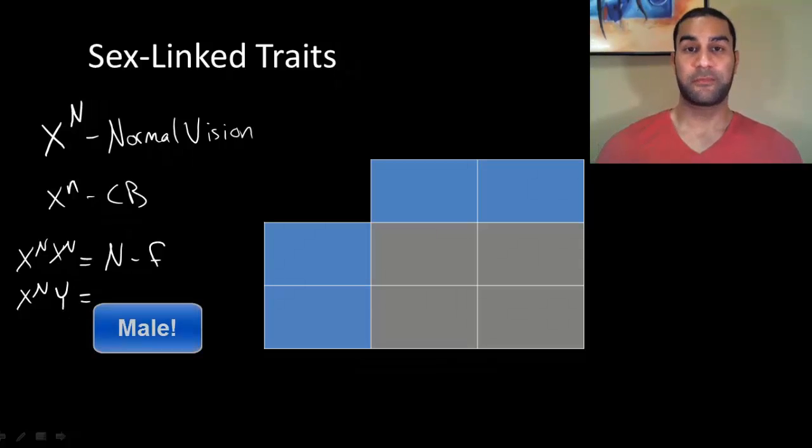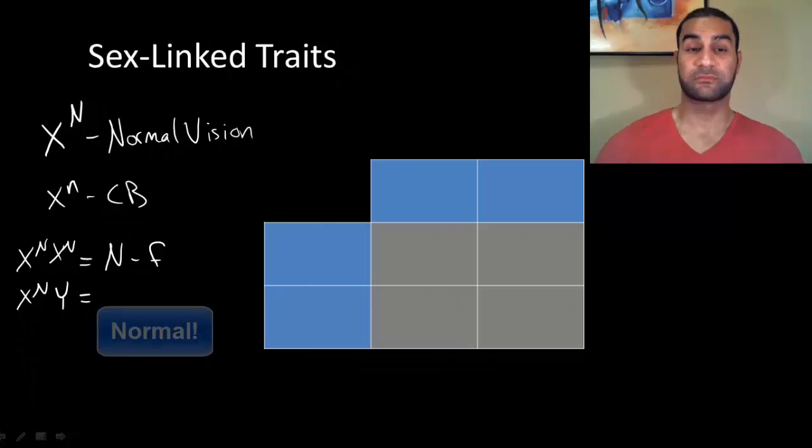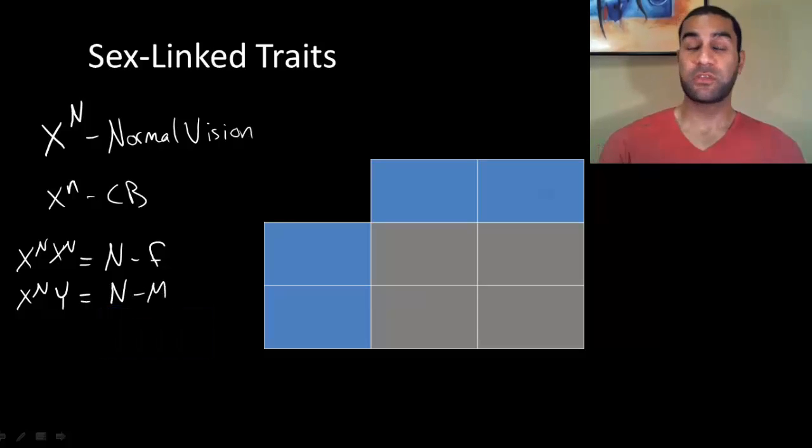First off, am I male or female? I'm male. I have the Y, so I'm male. And the only X that I have is capital. So what does that tell me about my vision? Normal. So this represents a normal male. Most of the human population falls into one of these 2 categories. Okay? Now let's say I have this.